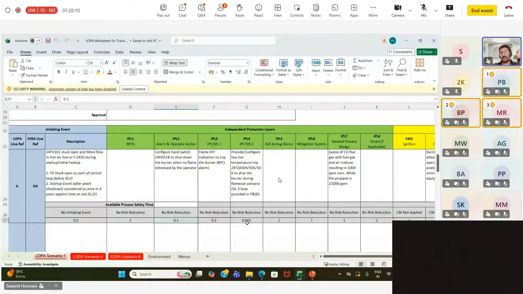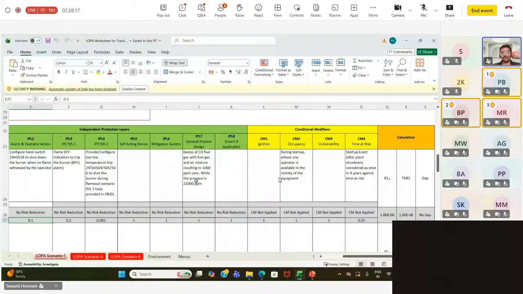And here we are not taking credit, because this flue gas is during startup and could be at a lower flow rate. That is the reason I'm not taking credit. Then during startup, you have the conditional modifier. Again, there is one operator who is required to be there for continuous supervision during startup of the heater, so we considered his presence as one. However, this exercise happens once in 4 years, so the time at risk is once in 4 years. That is why we consider 0.25.